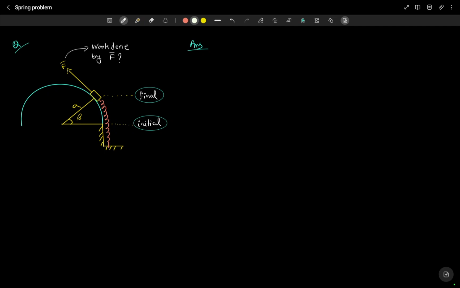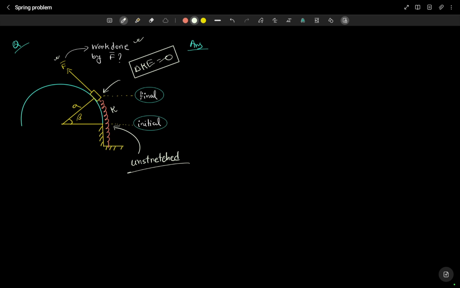This is the problem, and here we have a spring constant K, and the spring was initially in this state where it was unstretched. Okay, and the final state is this. So there is no change in kinetic energy, and thus we have to find the work done by this force. So let's start.